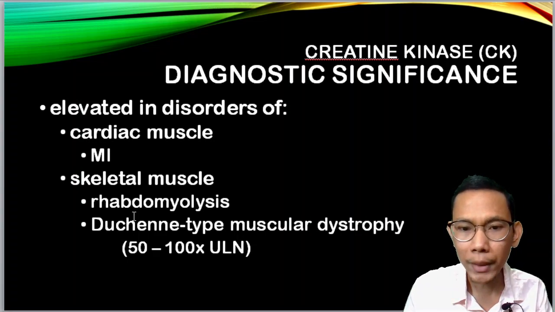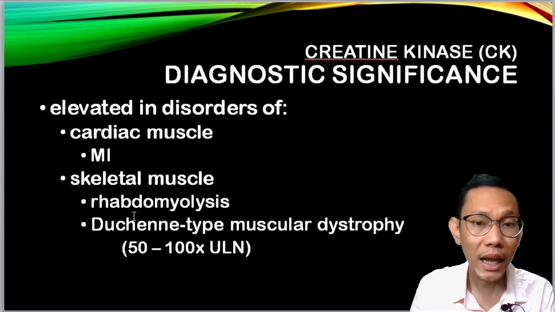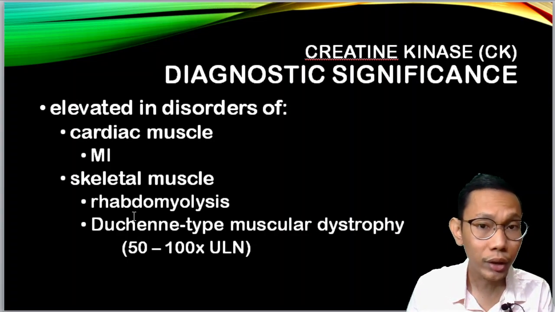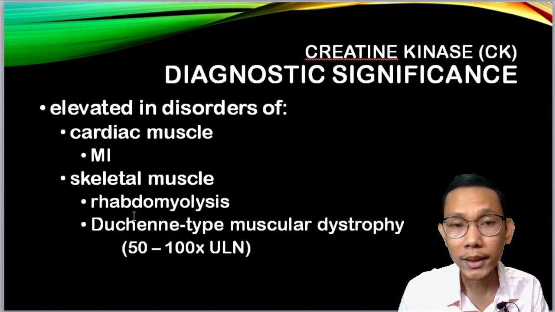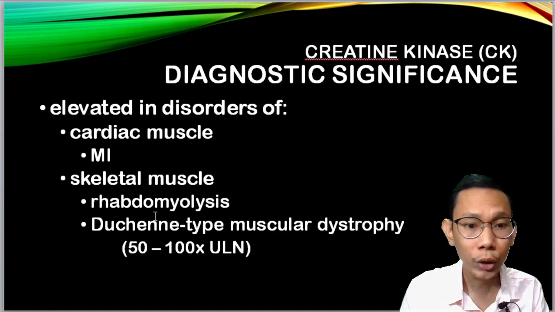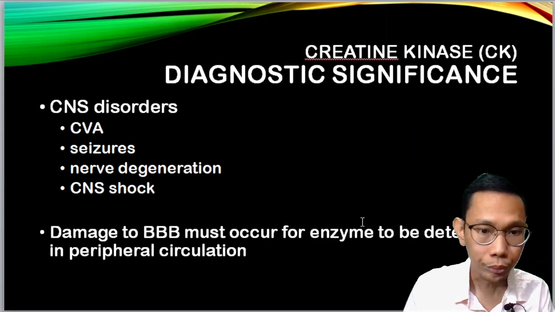What is Duchenne type muscular dystrophy? This is actually an inherited disorder wherein there is weakness of the muscle due to the lack of what protein? Your dystrophin. So that's why Duchenne type muscular dystrophy.